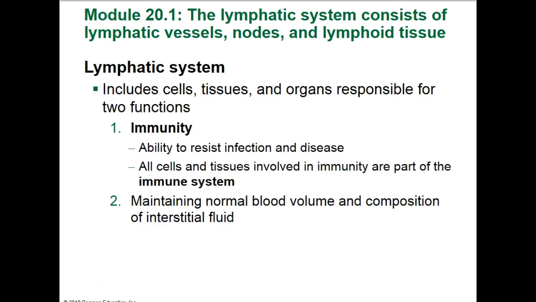So first of all, the lymphatic system includes your cells, tissues, and organs that are responsible for immunity, but also maintaining your normal blood volume and composition of the interstitial fluid. And remember, interstitial fluid is the fluid that's basically between the cells. When we talk about immunity, that's your ability to resist infection and disease. And any of the cells and tissues that will be involved in immunity, we say are part of the immune system.